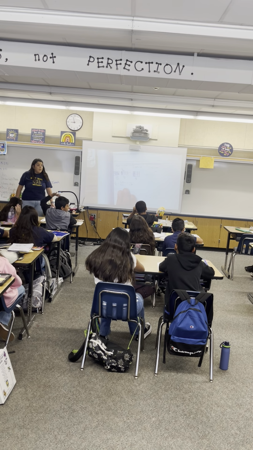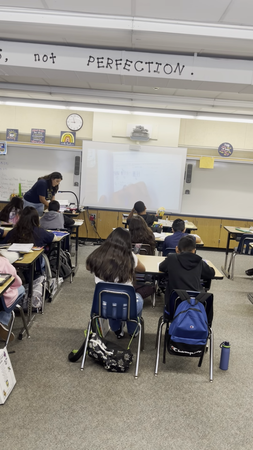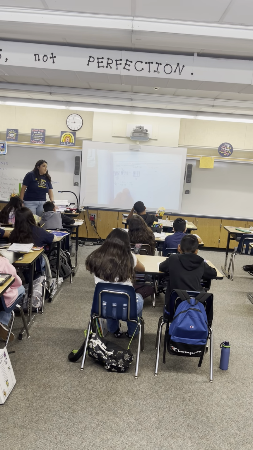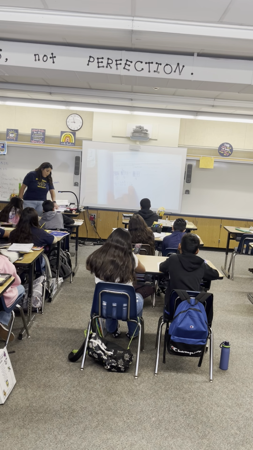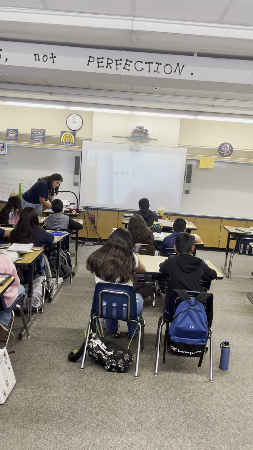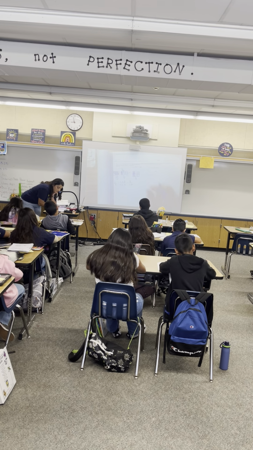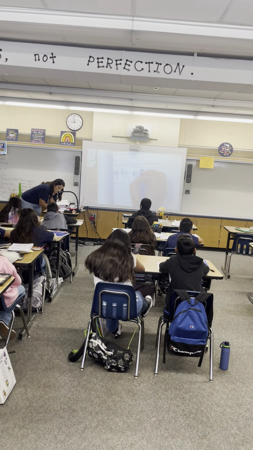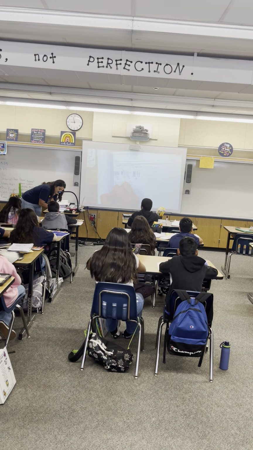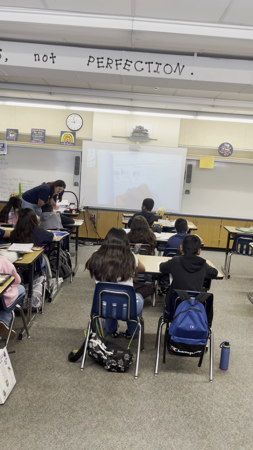What am I multiplying by, Alexis? 3. Whatever I'm doing to the denominator, I'm doing to the numerator. 4 times 3 is 12. 1 times 3 is 3. Okay. So now this is going to be 3/12, right? 1/3 is equivalent to what over 12?